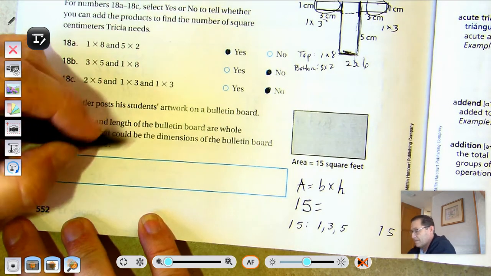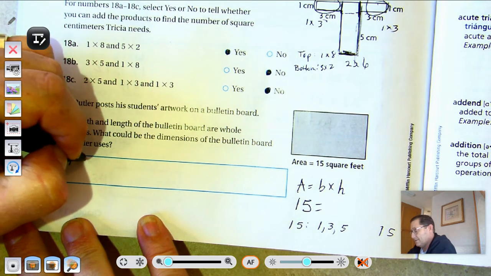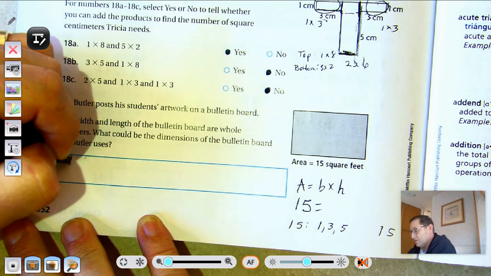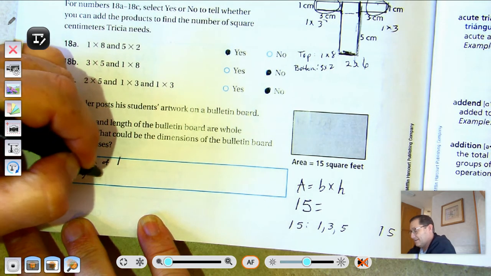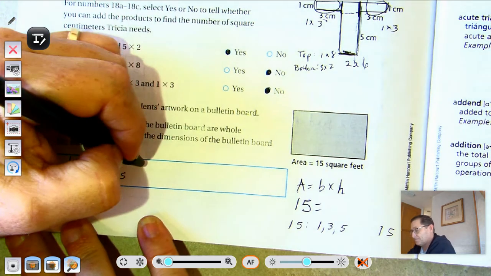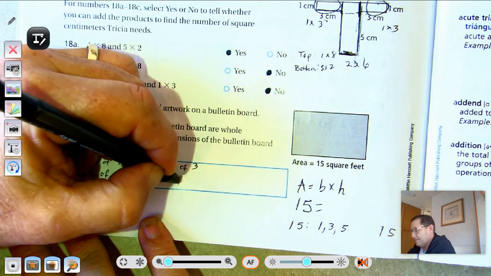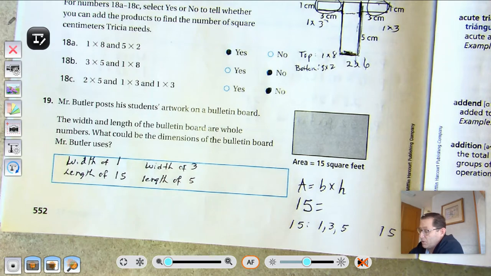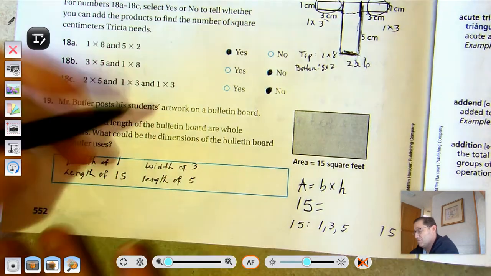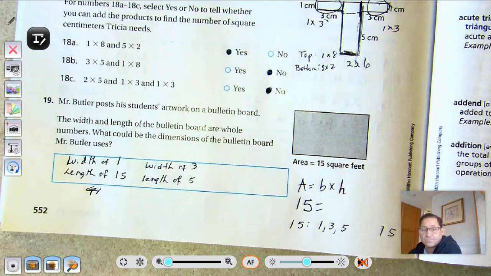So it could be a width of 1, length of 15, width of 3, length of 5. And then we could also write it the other way, but it says what could be the dimensions, so that's fine. Okay. Could I say that the width was 15 and the length's 1? Yeah.